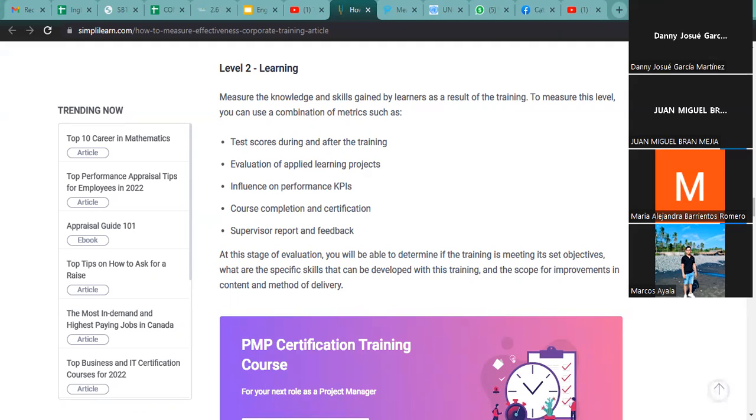Course completion and certification, supervisor report and feedback. At this stage of evaluation you will be able to determine if the training is meeting its set objectives, what are the specific skills that can be developed with this training, and the scope for improvement in content and method of delivery. Good. What did you understand on this one?